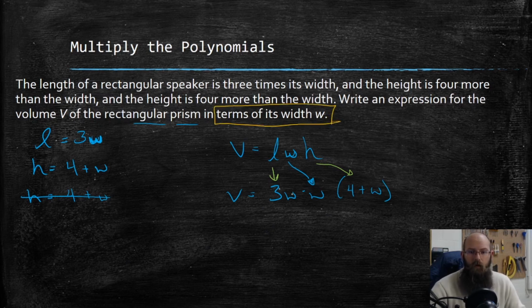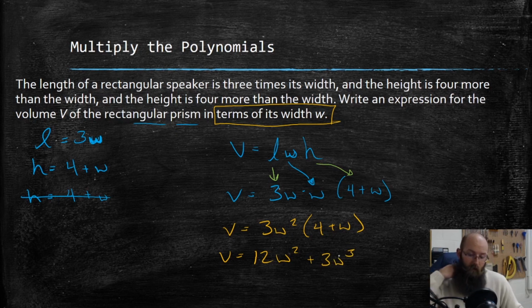Now I'm going to just distribute all of this, but keep in mind, 3w is just multiplied to w. No adding involved there. So I'm just going to multiply those two things. So v equals 3 times w squared, and then the 4 plus w is just going to come down. Well, now I'm going to have to distribute. So v equals 12w squared plus 3w cubed. Okay. And that's really all it wanted. It just wanted volume of the rectangular prism in terms of its width, w. So there it is. Volume, but all of its terms have w's in them and nothing else.